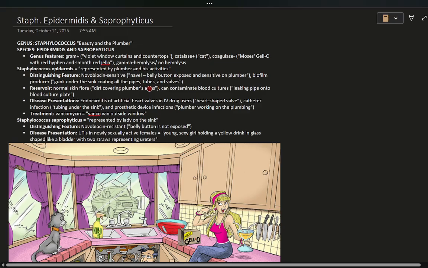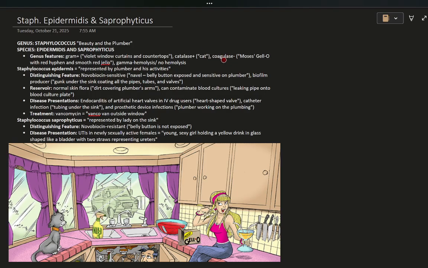And today we're going to be talking about the following pathogens: Staphylococcus epidermidis and Staphylococcus saprophyticus. We talked the other day about Staphylococcus aureus, and these two other species are also gram-positive, and they're also catalase positive and coagulase negative. Unlike Staphylococcus aureus, which was coagulase positive, Staphylococcus epidermidis and saprophyticus are coagulase negative.